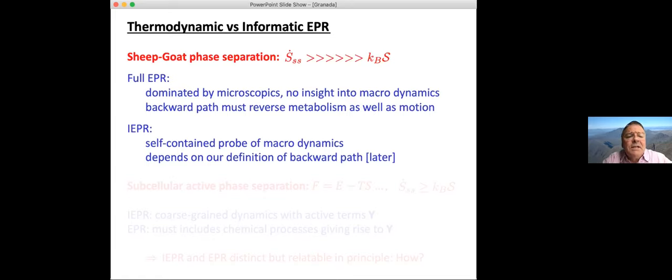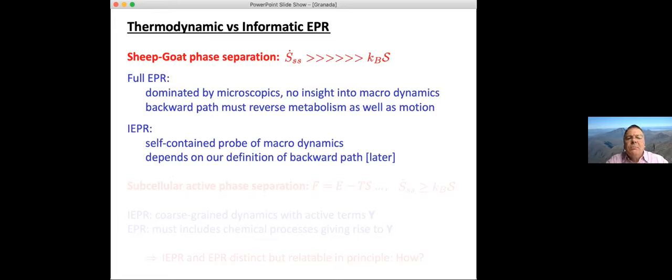Whereas the informatic EPR is a self-contained probe of the macroscopic dynamics; it only looks at what I can see at the level of my coarse-grained fields. And for that reason also, it will depend on our definition of backward path, which I'll come to at the end. So then there are these two very different views, and I'm grateful really to Christian Maes for insisting that we distinguish them, because I think it's a very fruitful thing to do rather than just say, oh, here's a field, here's its entropy production.